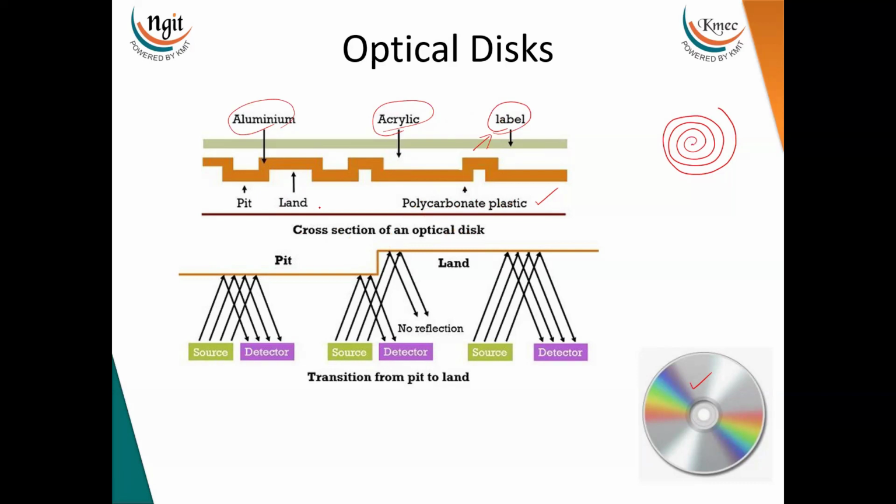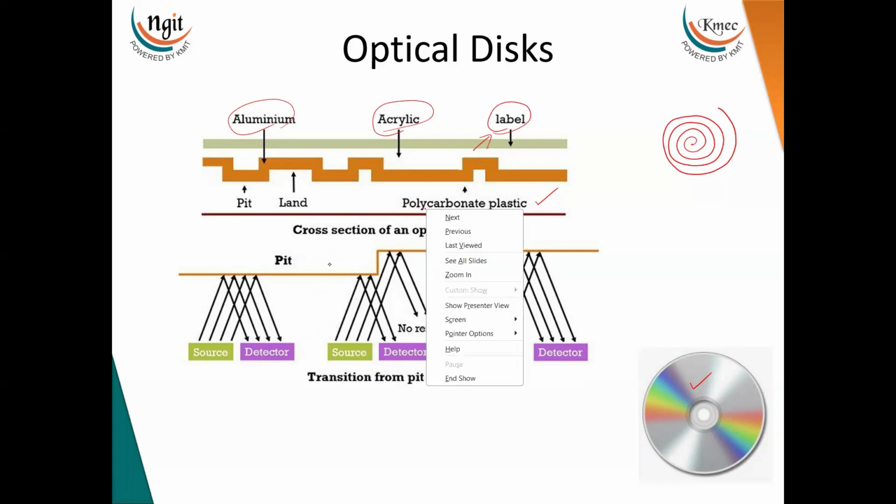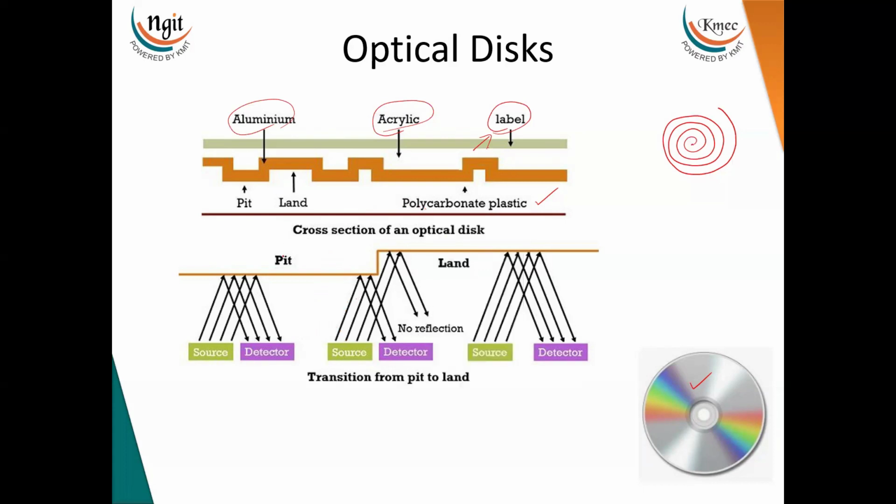Now to read the data, the laser source and photo detectors are positioned below the polycarbonate plastic. The emitted beam travels through the plastic, reflects off the aluminum layer, and is received back by the photo detector. Here you can see this is the pit and this is the land, and here the information is changing from pit to land. Now here there is a change.